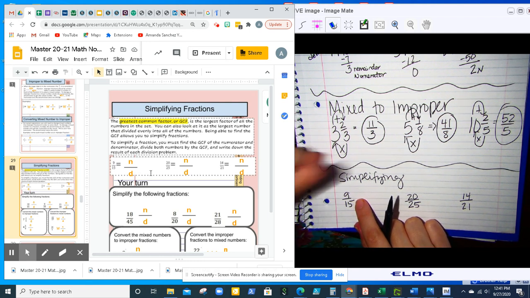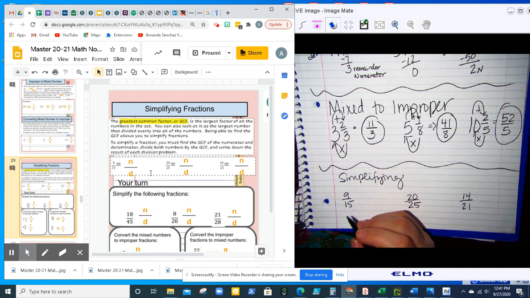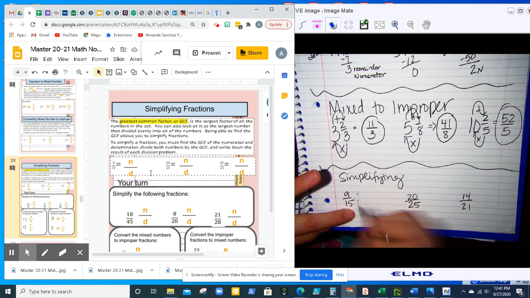Well, I know 1, 3, and 9 can go into 9. So I'm going to remember that. And then the numbers that can go into 15 are 1, 3, 5, and 15. So the only numbers they have in common would be 3 and 1. But you don't want to divide by 1 because it's going to be the same fraction.